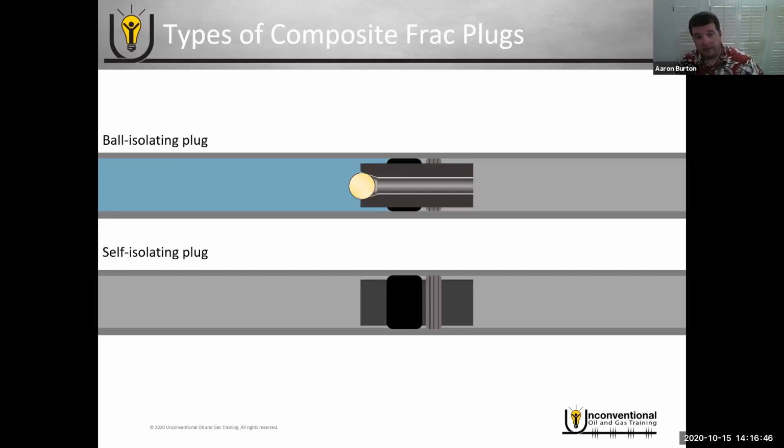The other type of plug at the bottom, if we look at a cutout of it, it's a self-isolating plug. So it already has a device inside the mandrel that will, as soon as you apply pressure against it, latch or seal off, and then it holds pressure. So with the self-isolating plug, as soon as you've set the plug, you now have isolation, but with the ball isolating, it does require that additional step of pumping the ball downhole.